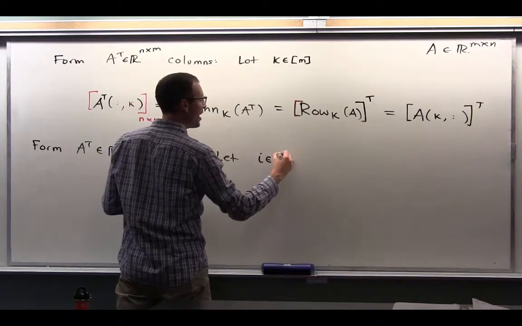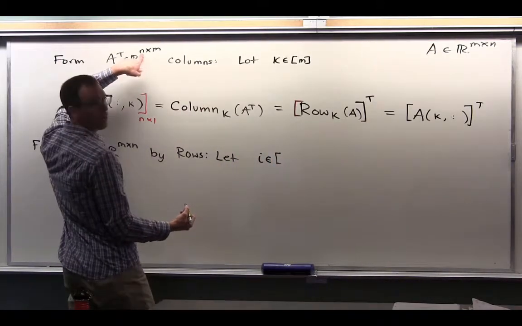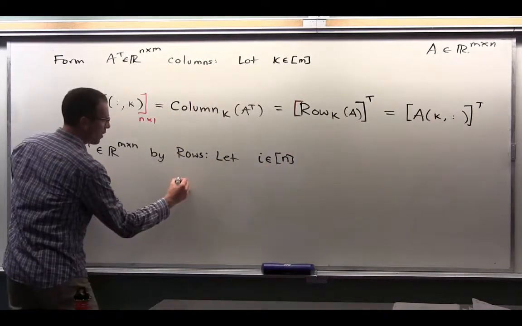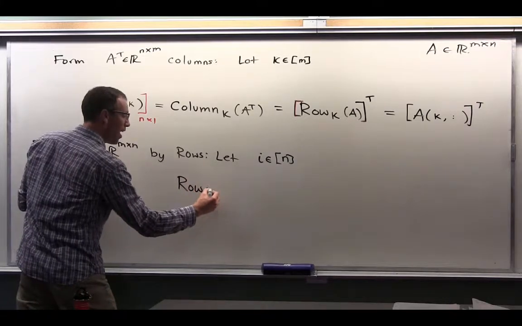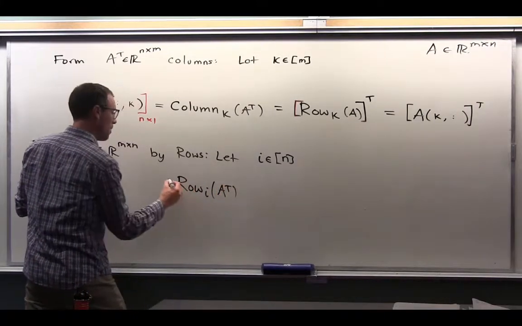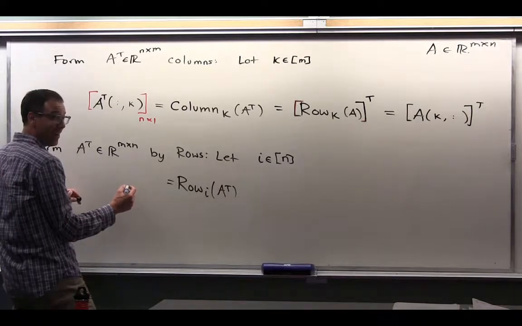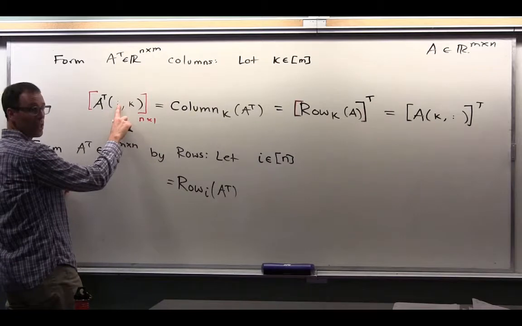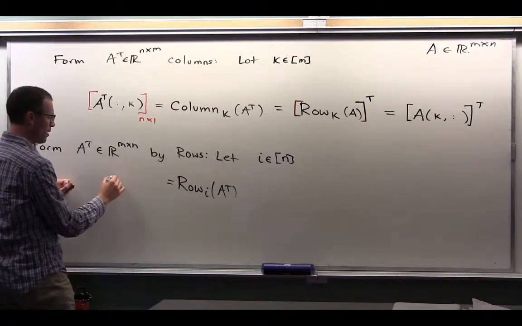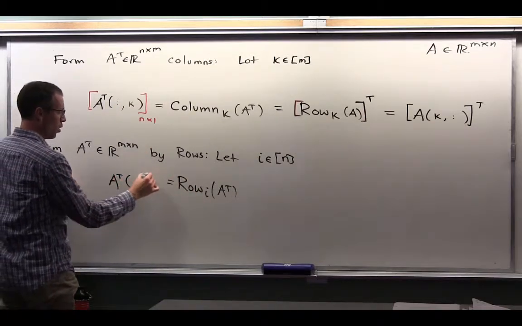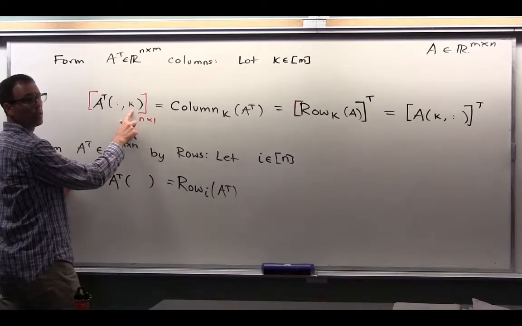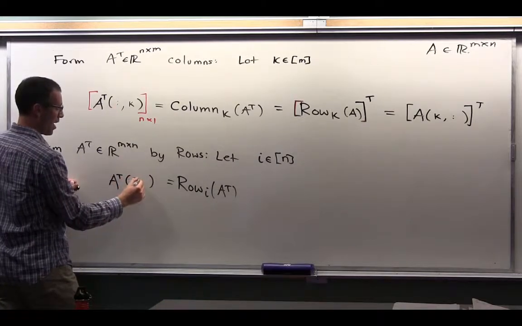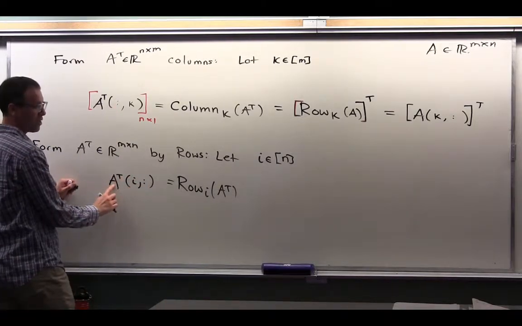Let's go ahead and say that i is in, how many different rows do you have? n of them. Now if I look at row i of the transpose, and maybe I can ask for Kitana's help. If I wanted to do matrix colon notation in order to pick off row i, what would that be? What comes first, rows or columns? Yeah, you got it. i comma colon, and that's of the transpose matrix.